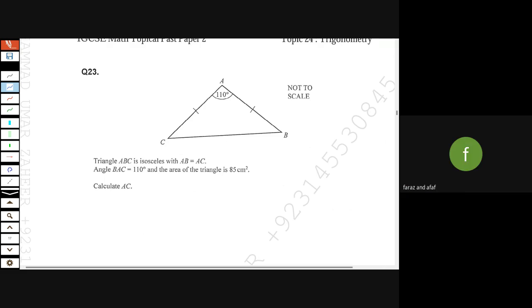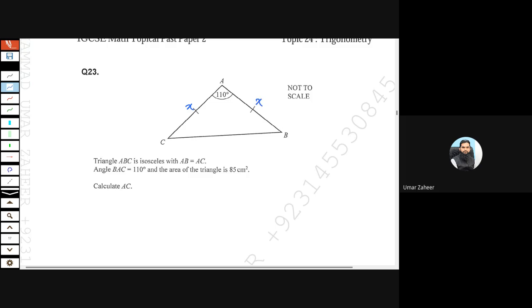Triangle ABC is isosceles, AB is equal to AC. Angle BAC is 110 and the area of the triangle is 85 centimeters squared. Calculate AC. It's an isosceles triangle, so the two sides are equal. Let's say both are x. The area of the triangle is given.